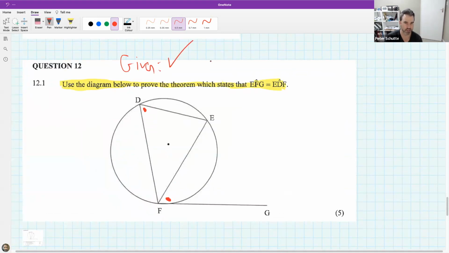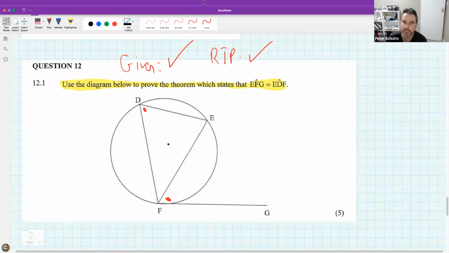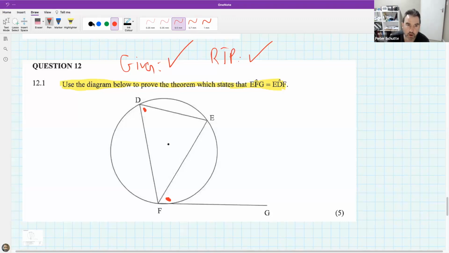You've done with the given. They've given you the required to prove. What's your first step going to be? Construction. Yes, you know what? You've already got 1 out of 5. Once you nail the construction, you're already on the board. 1-0 to you. What is my construction going to be?